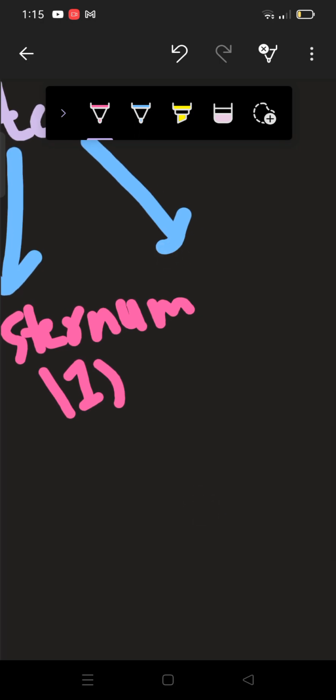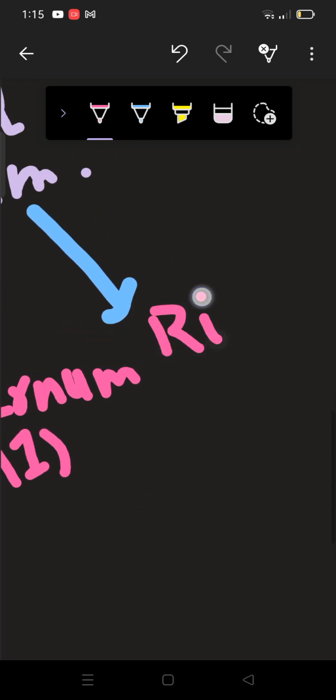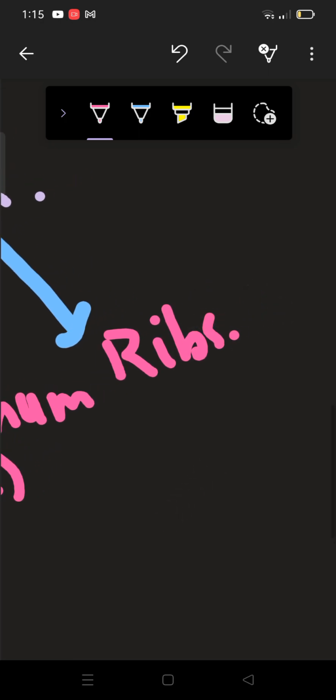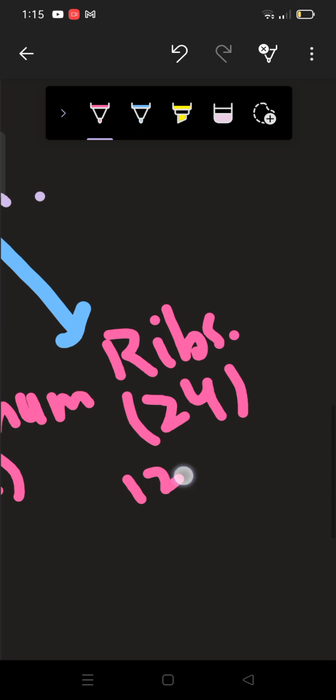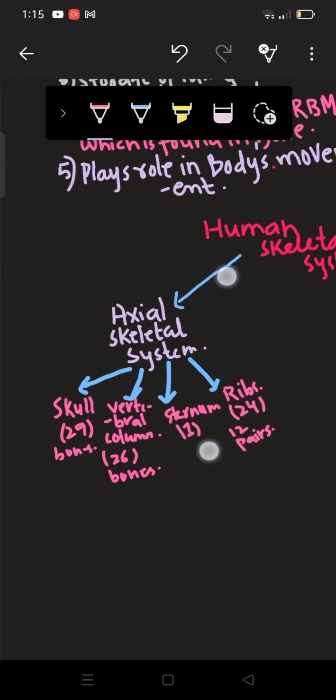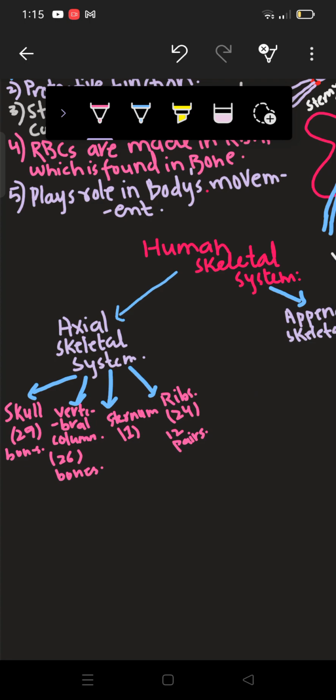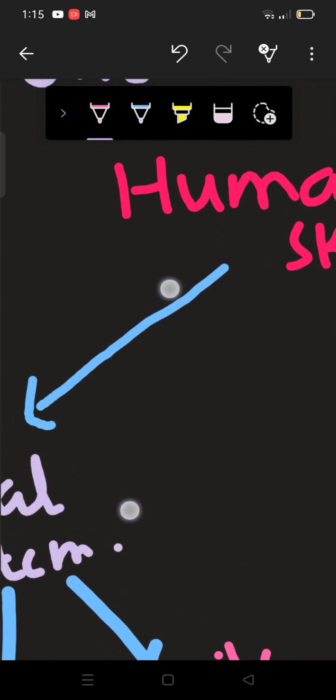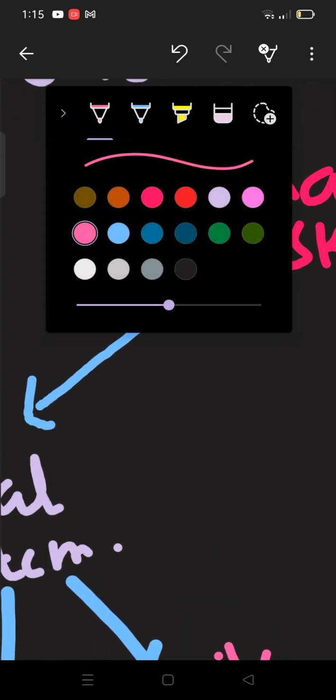Then the last structure is the ribs. As you have already heard, we have 12 pairs of ribs. So 12 into 2 is what? 24. So we have 24 bones in the ribs, which means 12 pairs. So if I talk about the total bones of the axial skeletal system, it is comprised of what? Wait, let me write this here.